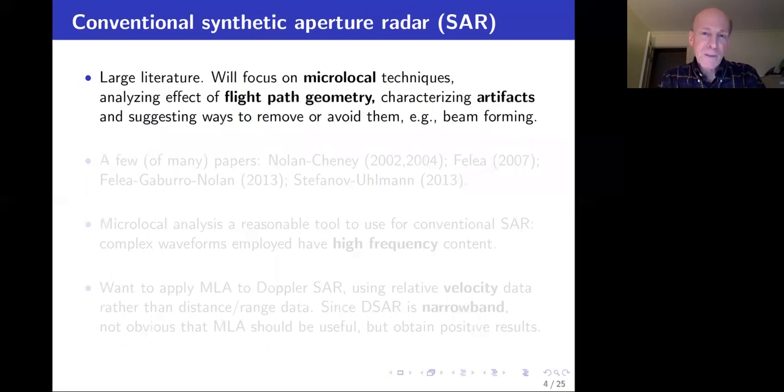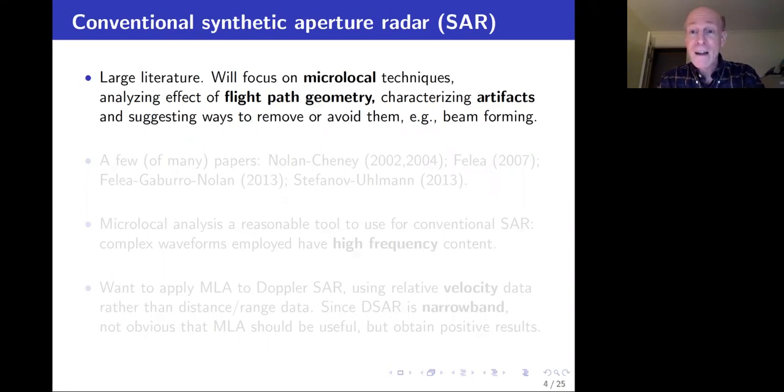There's a certain mathematical literature that involves analyzing the effect of the geometry of the flight path, typically an airplane, and of course for a satellite, it has a fixed flight path. It analyzes the effect of the flight path geometry on the ability to reconstruct good images.